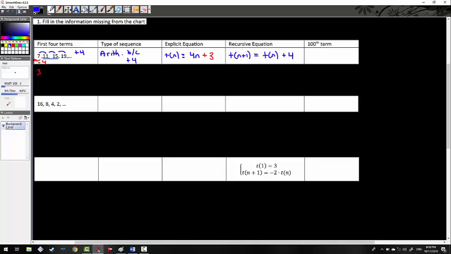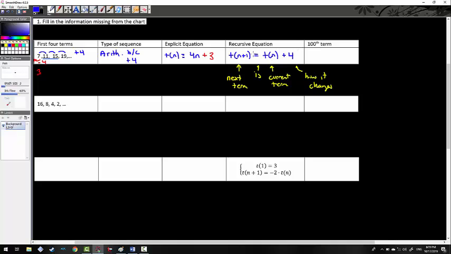Okay, so again, let's just go through this definition one more time. t of n plus 1, right? That is the next term. And how do we get that next term? This equal sign is kind of like saying "is," right? And then t of n is the current term. And then the plus 4 is how it changes. So we'll talk about that again in the next sequence here. So how would I find the 100th term?